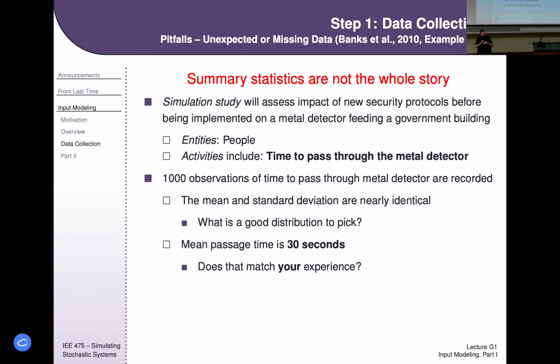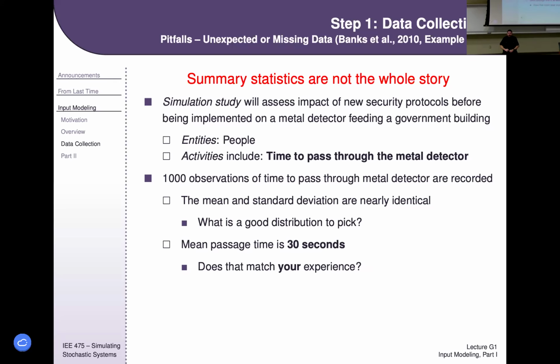But then they say the mean passage time is 30 seconds. And then you either have to ask a domain expert, or sometimes you have to trust your own gut if you're familiar with these systems and say, does this make sense? So this is saying the time it takes to walk through a metal detector, not getting checked for screening or anything like that, just to walk through a metal detector on average is 30 seconds. That would mean that sometimes it's longer, sometimes it's shorter. Does that pass your gut check? Does it seem like that makes sense?